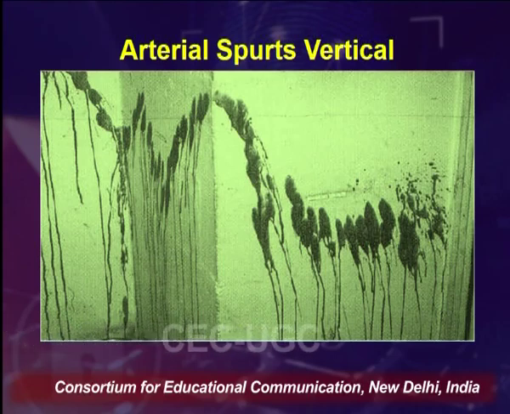If we have blood stains from the arteries, the pressure of blood in the arteries is very high. So, arterial spurts will give us vertical blood stains on the wall. These are blood stains which came out with a lot of pressure and which also have trailing ends, and they are mostly found on vertical surfaces.